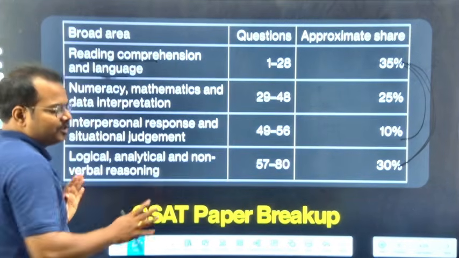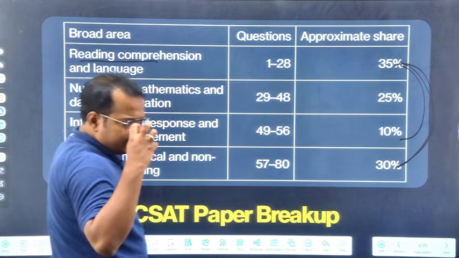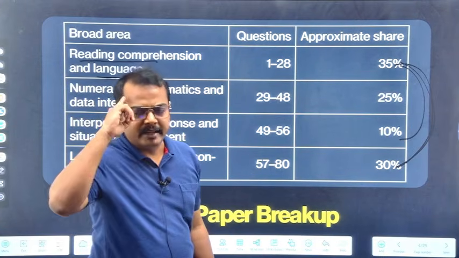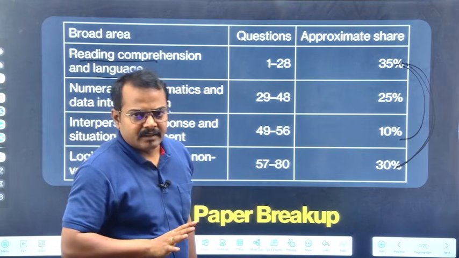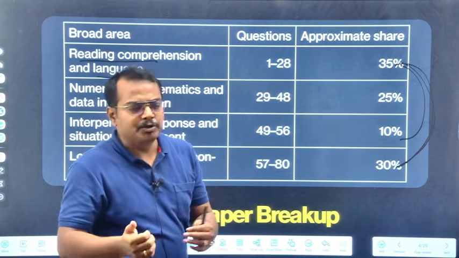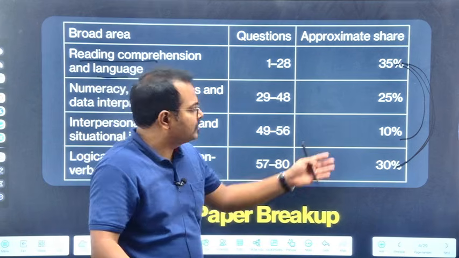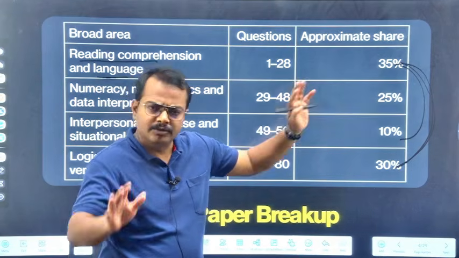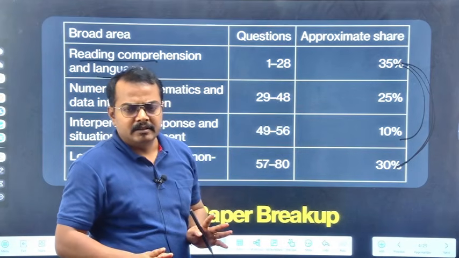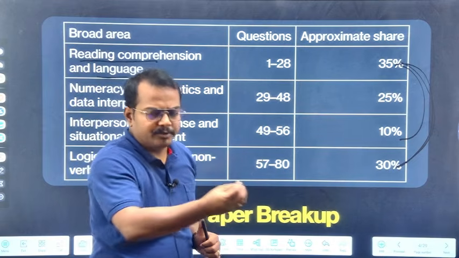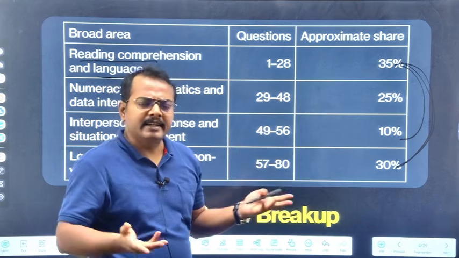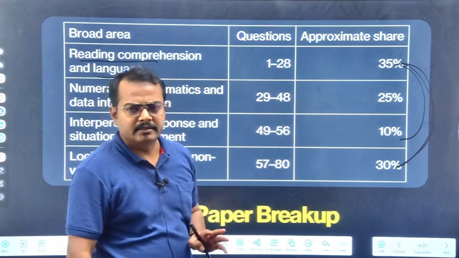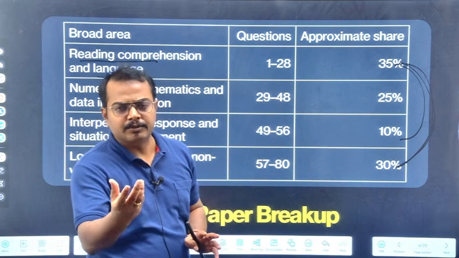Okay, so this is how the papers are arranged. This is the breakup of the CSAT paper, and within the first day itself you have to make up your mind which segments you are going to prepare. I am not discouraging you to prepare. If you are very good at mathematics, you can prepare 25% of that. Some students appearing for CGL and other government exams have good mathematics, so they can prepare this segment also. It is a bonus for them.